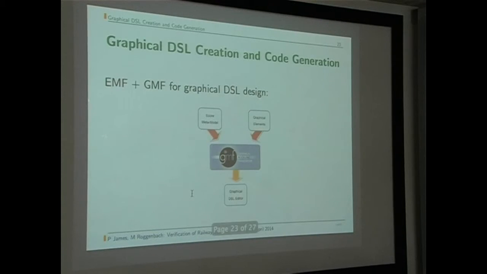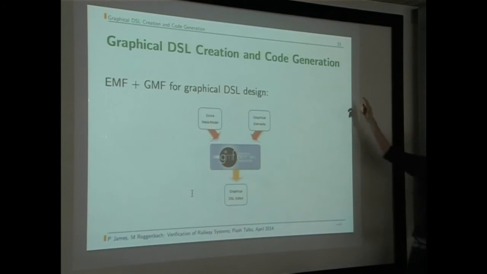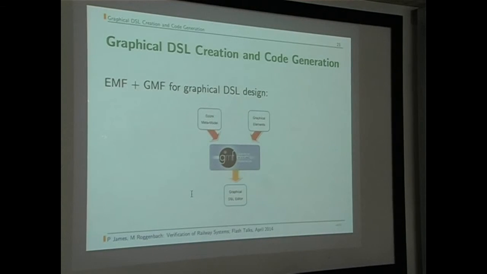A particular interest of mine is how we can create these DSLs graphically. So we want to be able to draw scheme plans and check properties over them. For this you can employ something called EMF and GMF. This is an Eclipse-based tool, and it's just a plugin that allows you to develop a graphical editor. And from this you can also generate code. In the traditional sense, lots of people generate Java code. But what we are possibly the first to do is to generate formal specifications from such an editor.